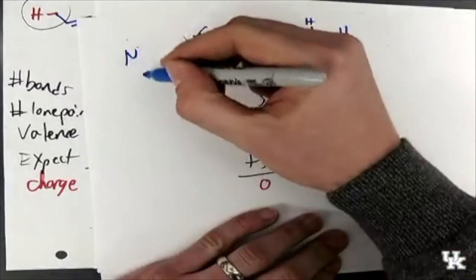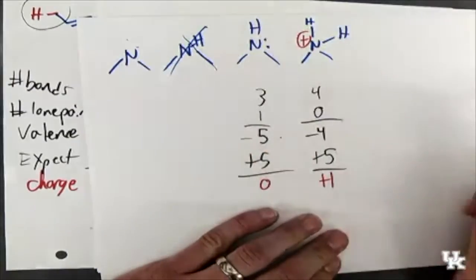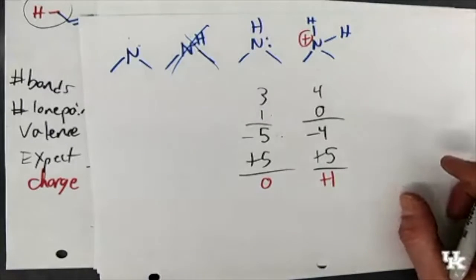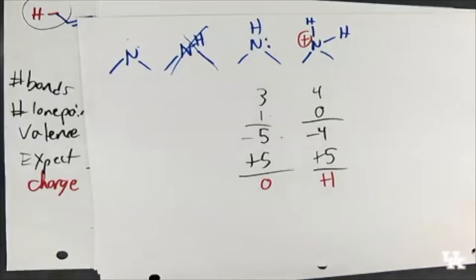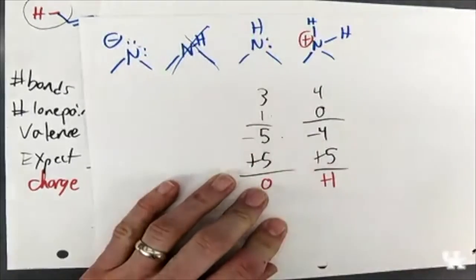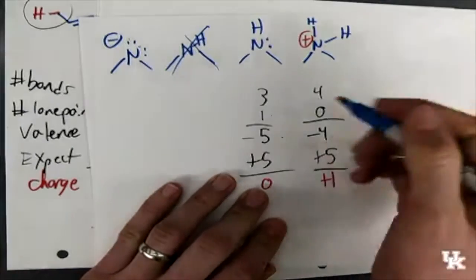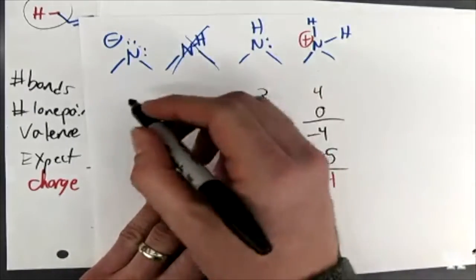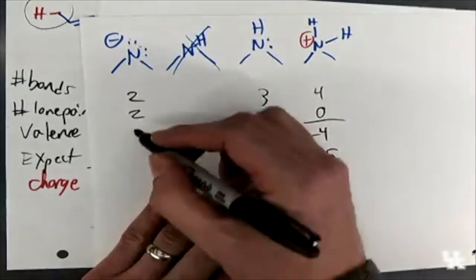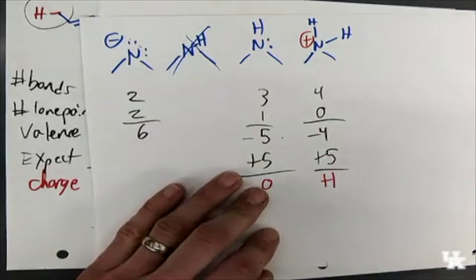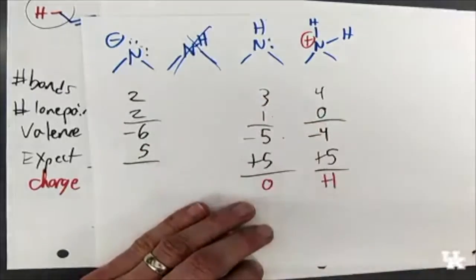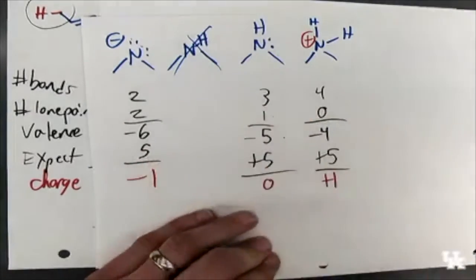All right, last, just to be complete here, we have a nitrogen with only 2 substituents. Substituent is another word that you'll use a lot in organic chemistry. That just means something bonded to it. This has 2 lone pairs because it has a negative charge, right? And its formal charge is going to be, after having 2 bonds, 2 lone pairs, and 6 valence electrons, we expect 5 and get a charge of -1.